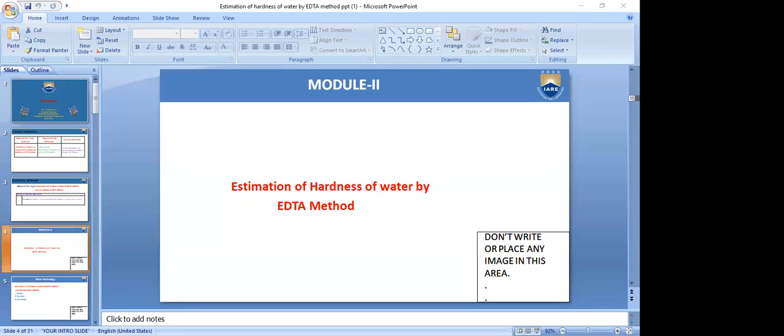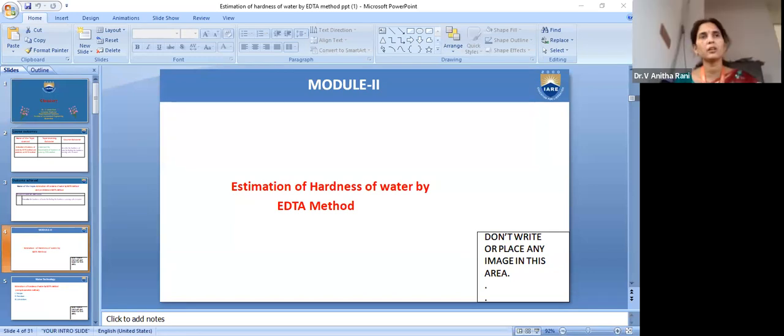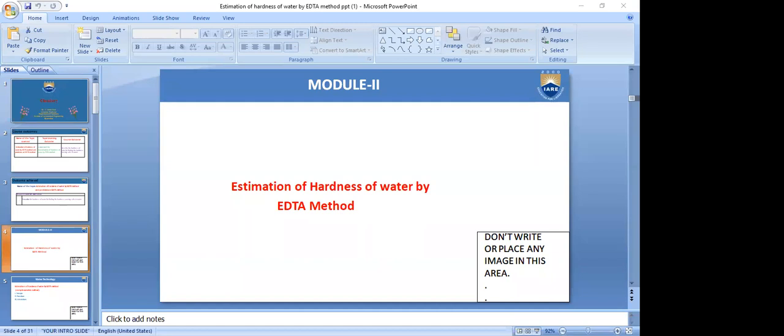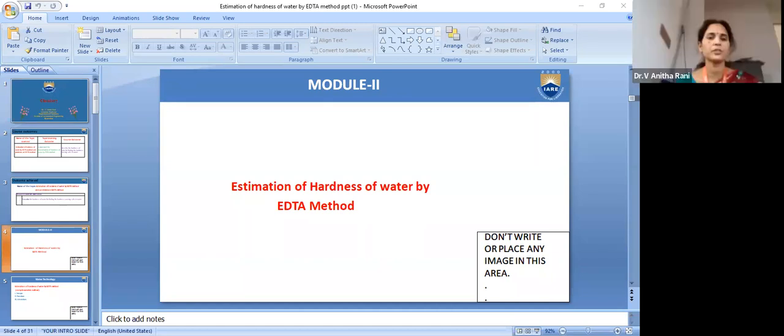Calcium bicarbonate and magnesium bicarbonate. What are the permanent salts? Calcium chloride, magnesium chloride, calcium sulfate, magnesium sulfate. Okay, so we'll find out total hardness. Total hardness means we will find out both temporary hardness and permanent hardness.